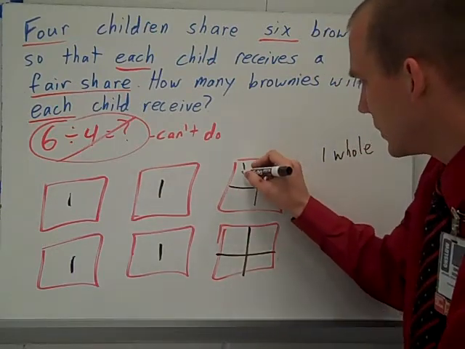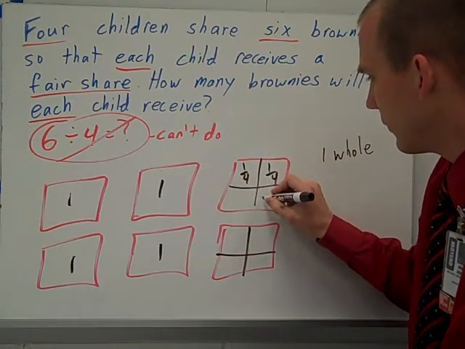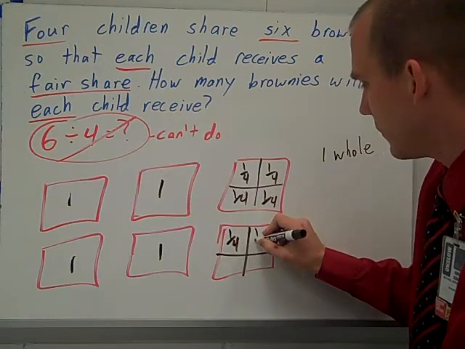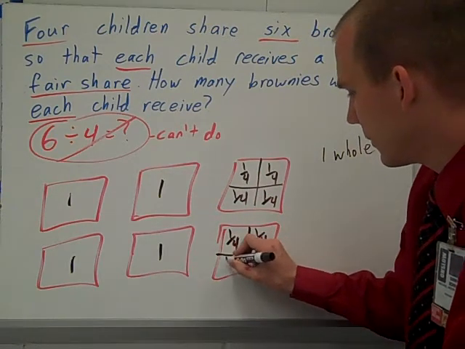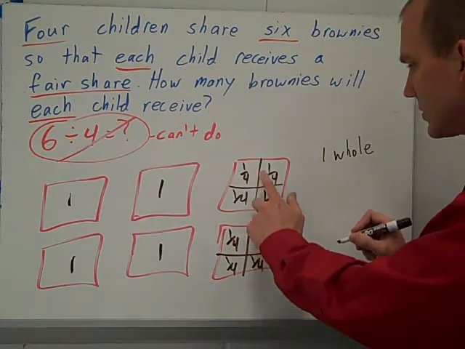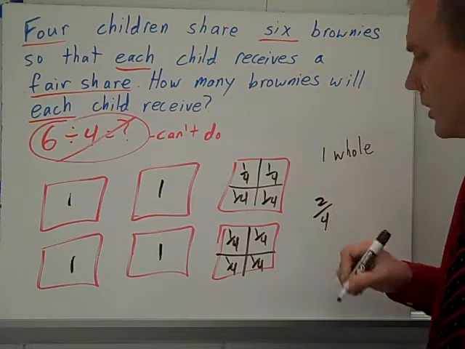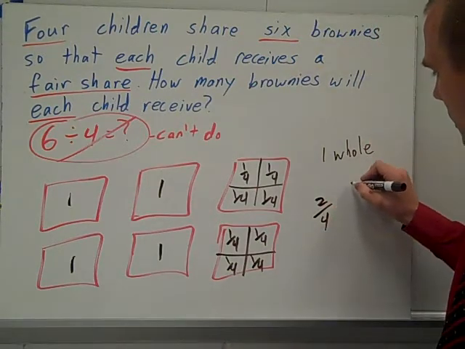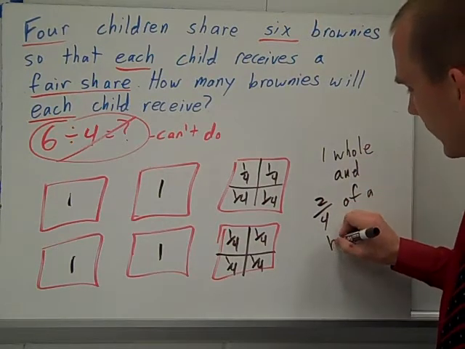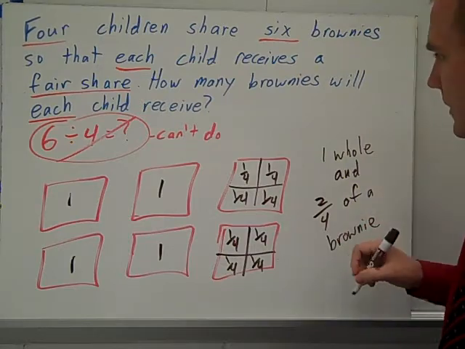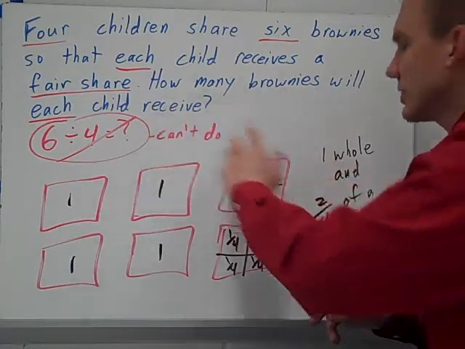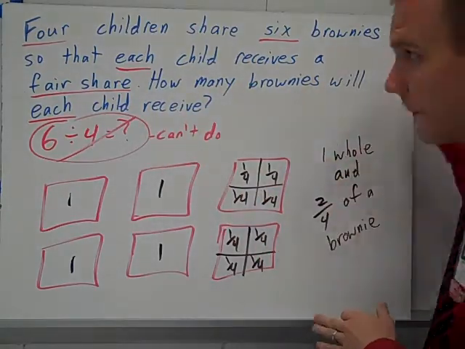And then each kid would get 1/4, 1/4, 1/4, 1/4, 1/4, 1/4, 1/4, 1/4. Each kid would get a 1/4 from each brownie. So they would then have 2 fourths. So they get 1 whole and 2 fourths of a brownie. And that's how I would have 4 children share the 6 brownies. How many brownies will each child receive? Well, 1 whole and 2 fourths of a brownie.